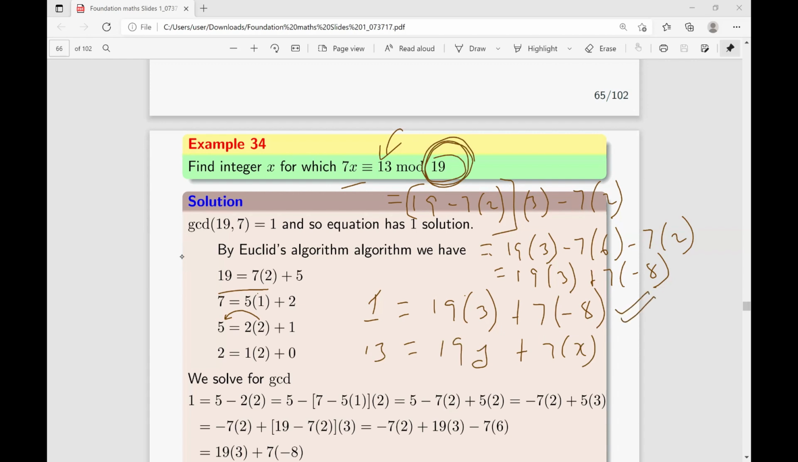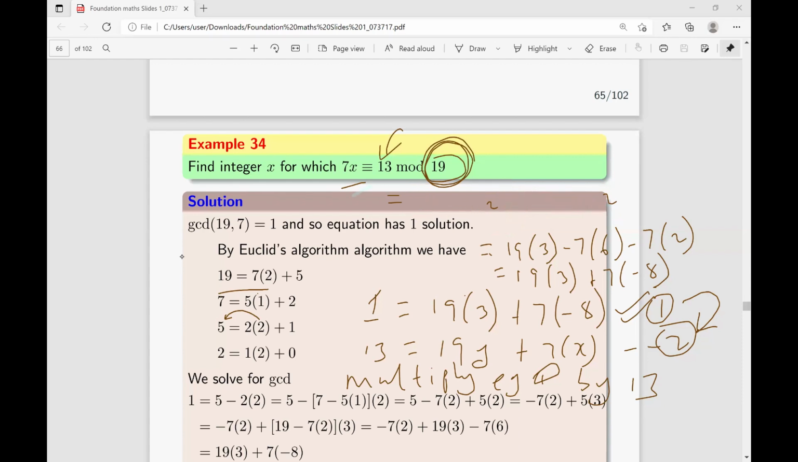So what this tells us is that for us to move from this equation to get this equation, we need to multiply the first equation by 13. Is that okay? For us to move from this to get this, we have to multiply the first equation by 13. So multiply equation 1 by 13. What do you get when you do that? When you multiply by 13?